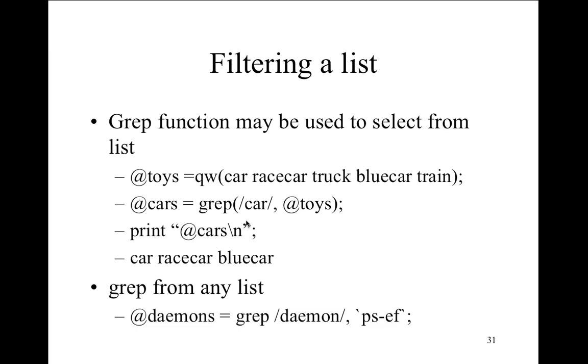Filtering a list, because remember this is for extraction and printing, data processing in terms of the language. So the grep function may be used to select from a list. So @toys is equal to qw(car, race car, truck, blue car, train), and we use a grep on there to say car from @toys. If we print @cars, car, race car, and blue car are going to be printed out.